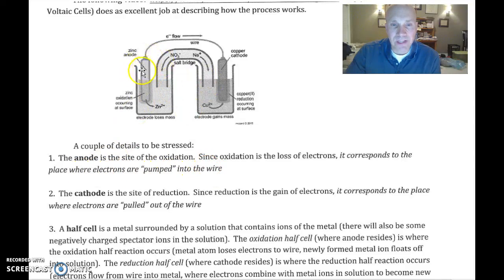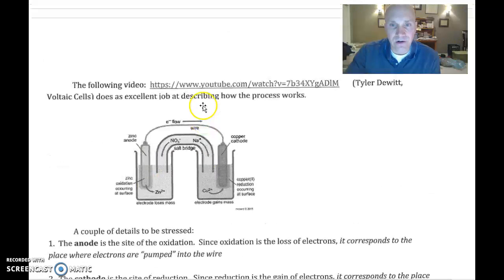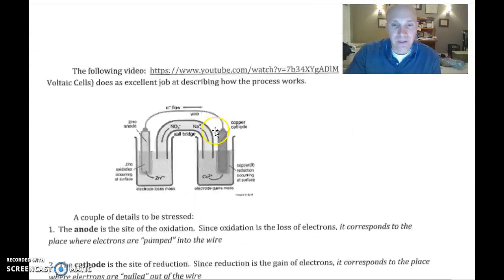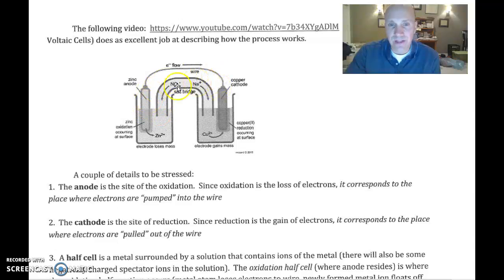So remember, zinc wants to get oxidized. If we take a look at this reaction right here, zinc wants to get oxidized. It wants to give its electrons to copper plus 2, which is this guy right here. And the thing is, in the cell, they're not directly connected. The copper ions are way over here. But that's what the wire does. It provides a path for the electrons.